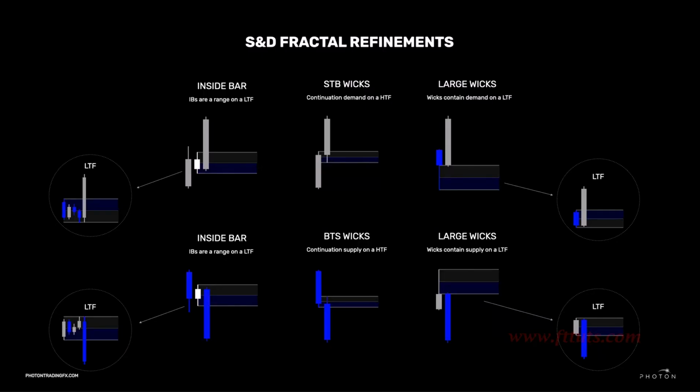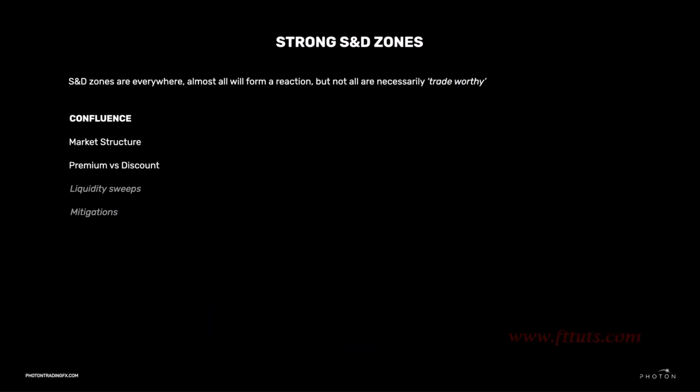Then we have sell to buy and buy to sell wicks, which represent a pullback on a lower time frame. So within those wicks, there will be a pivot or range created zone on the lower time frame, which is visible as those wicks on the higher time frame. And then finally, we have large wicks. There's always pretty much stuff in wicks, so if you refine your zone to just the wick, this will be a range or pivot created zone within that wick on the lower time frame.